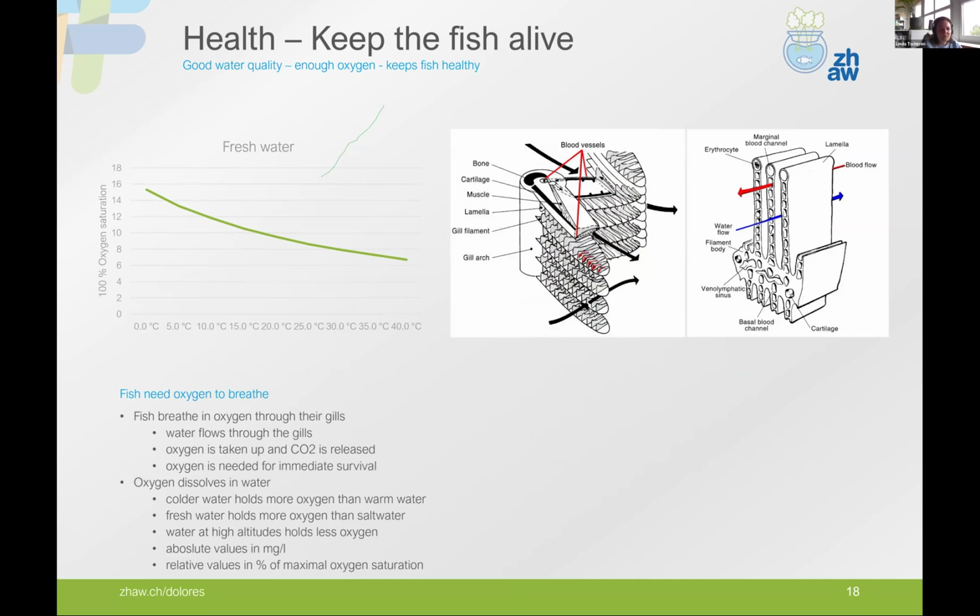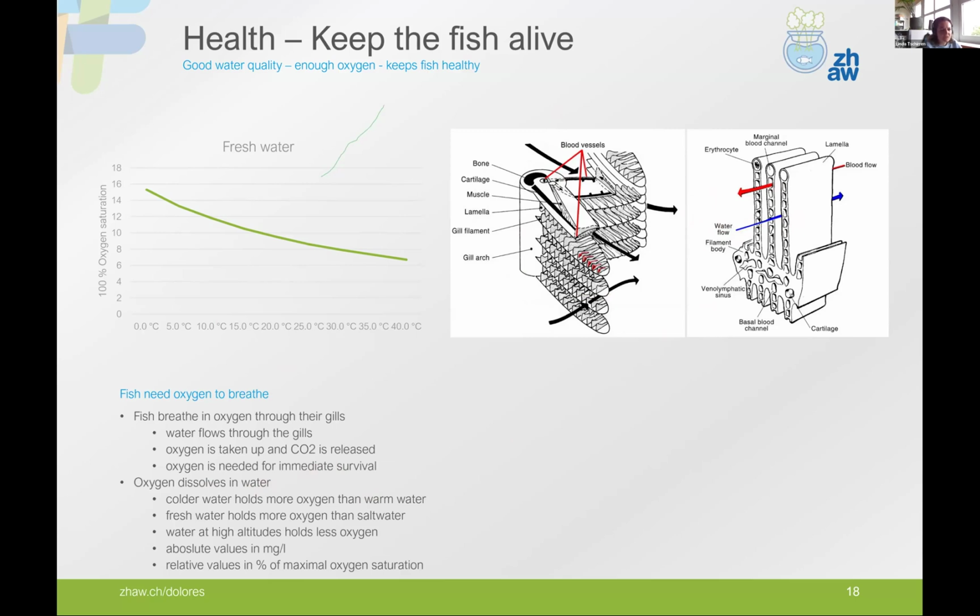So fish breathe with their gills. I have a picture here of the gills, how they work. Basically, it's a counterflow principle. They make sure that the blood flows so close to the water that they can exchange oxygen and CO2. And this is how they bring oxygen into their blood.